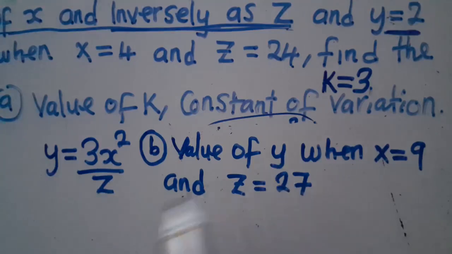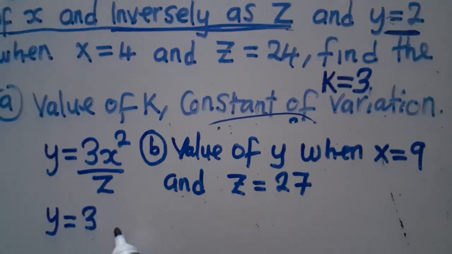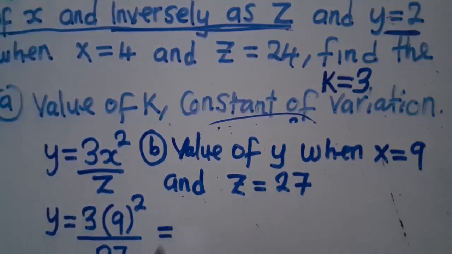So where there is y, we are told to find y, which is equal to 3. What is x? You use what is given there. X is 9. So 9 squared, like that, over what is z? Z is 27. So you put your 27 there, which is equal to, so what is 9 squared? 3 times 9 times 9, that is 81. You say over what? Over 27.